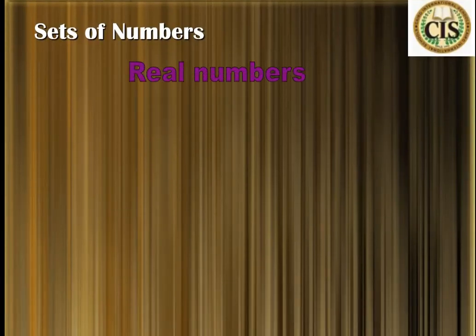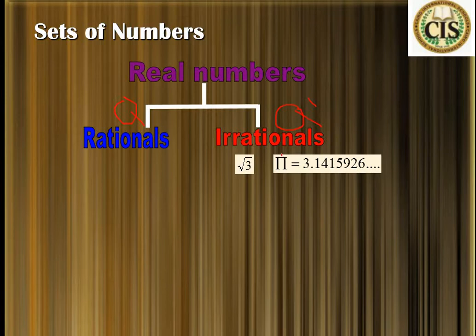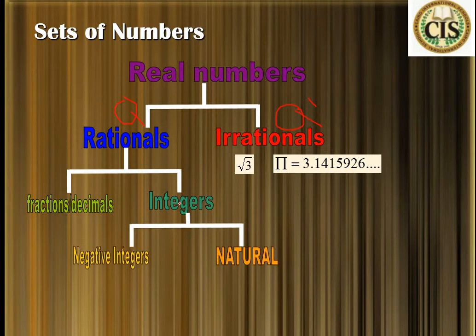Set of numbers. Real numbers contain rational numbers and irrational numbers, Q and Q dash. Irrational numbers like roots and pi, as you know. Rationals: fractions, decimals, integers, and so on. Integers contain negative integers and natural numbers. Very good.